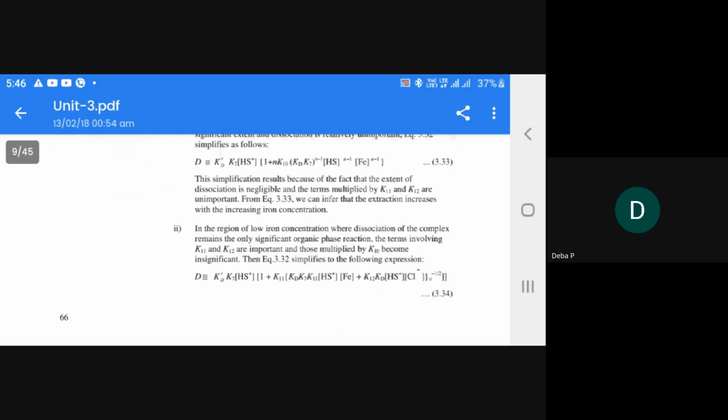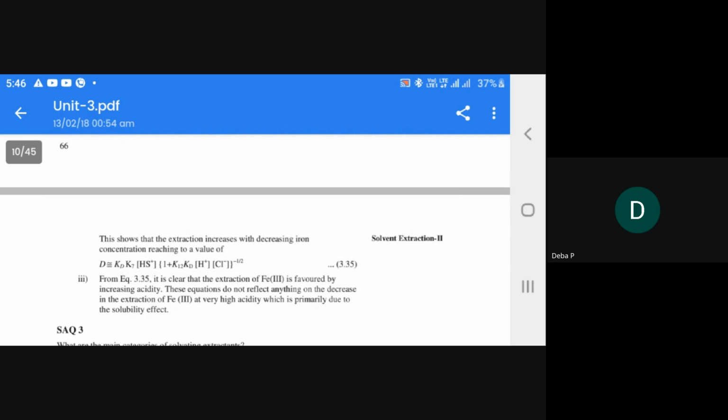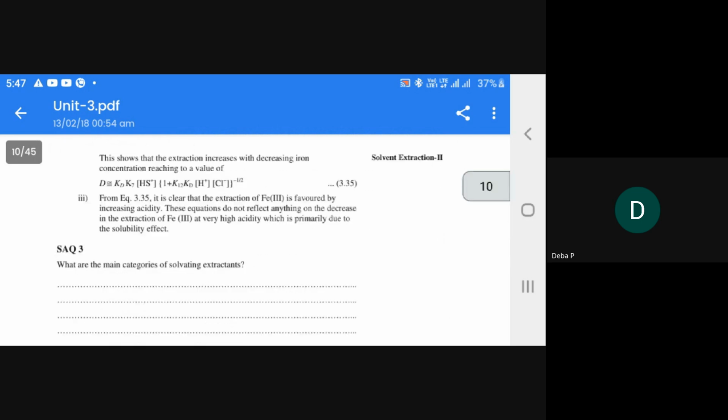So this shows that the extraction increases with decreasing iron concentration, reaching the value of D equal to Kd into K7 HS plus concentration divided by the root of 1 plus K12 into Kd, H plus concentration into Cl minus concentration. So from this equation it is clear that the extraction of Fe3 is favored by increasing acidity. These equations do not reflect the decrease in the extraction of Fe3 at very high acidity, which is primarily due to a solubility effect. Next we will go to the extraction by ion pair formation.